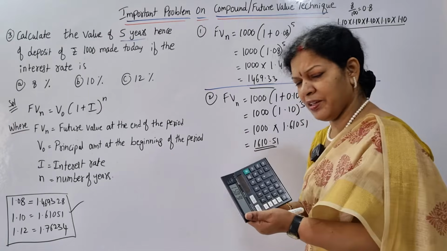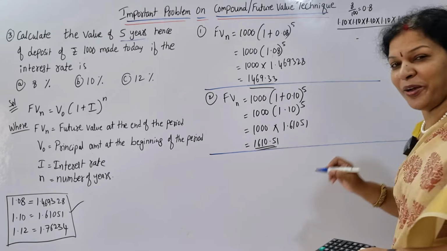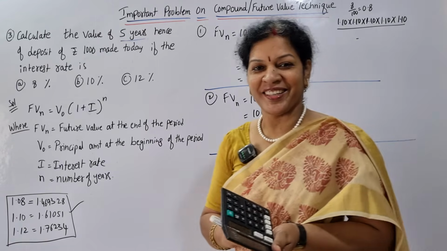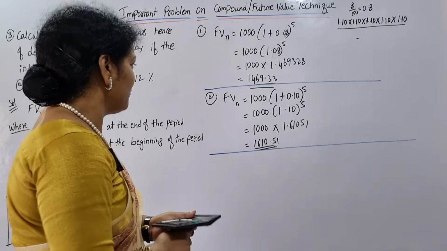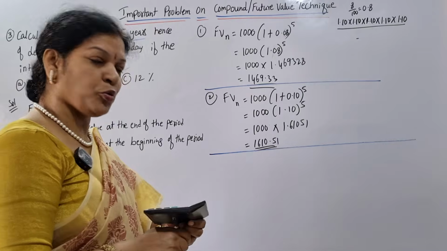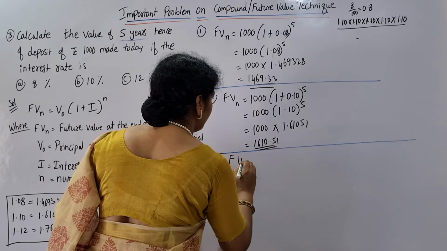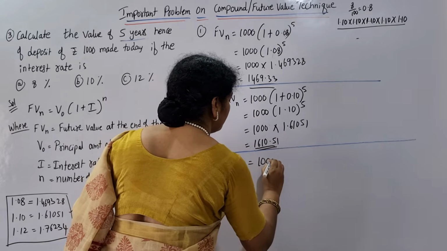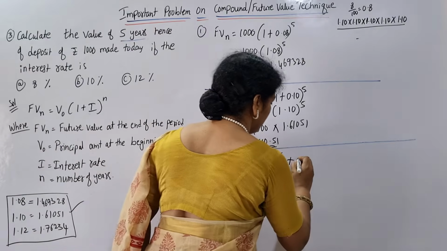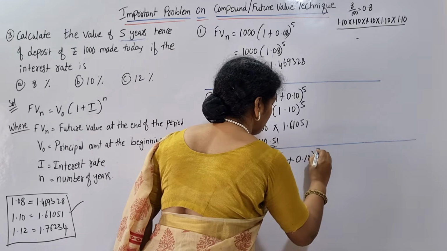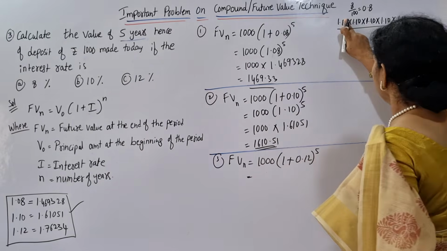Now what about the third one? Pause the video and do it. This also I have to show you. Pause the video. Yes, you calculate and check out with my answer. Practice. Those who cannot, look at the board. 1000 into 1 plus, what is the percentage? 12%. 12% means 0.12 to the power of 5.